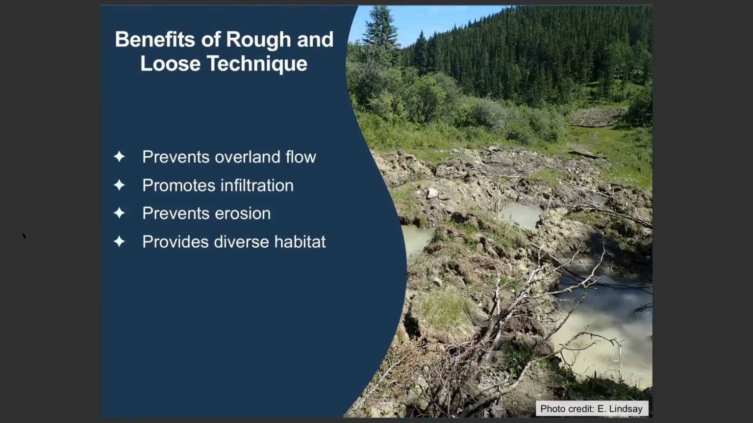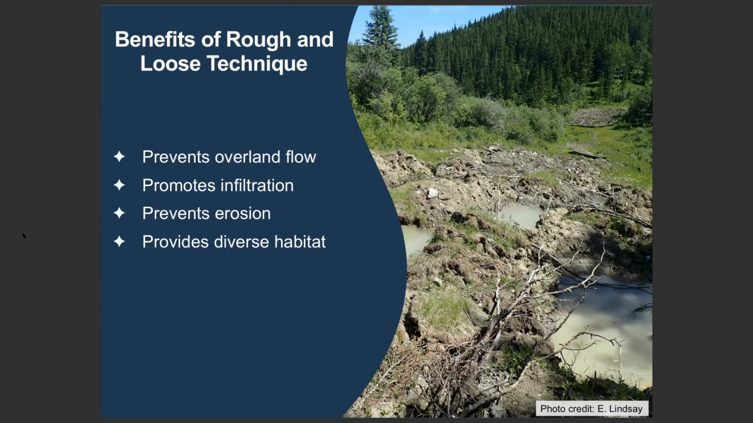So the benefits of the rough and loose technique are that it prevents overland flow. So when you have a rain event or a thunderstorm coming through, it prevents water from just running on top of the surface and ending up straight in the stream, picking up quite a bit of sediment on the way. It promotes infiltration. As you can see on the right-hand side here in the photo, these holes fill up with water. So instead of the water just running off, it stays in those holes, it captures the sediment and lets the water trickle slowly into the ground.